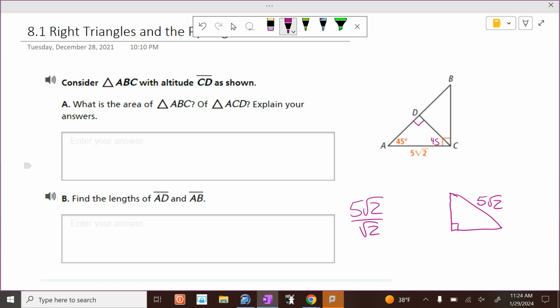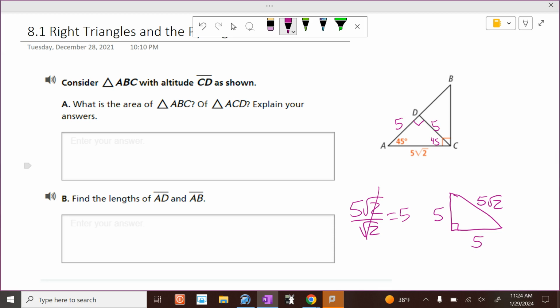So if we take 5 square root of 2 divided by the square root of 2, what happens? It just becomes 5. The square root of 2's cancel. We just get 5. So this is 5 and this is 5.